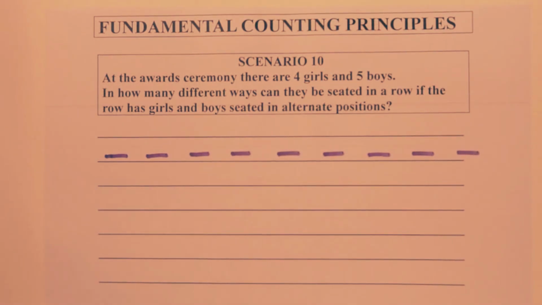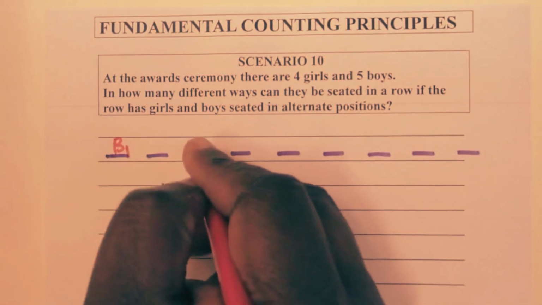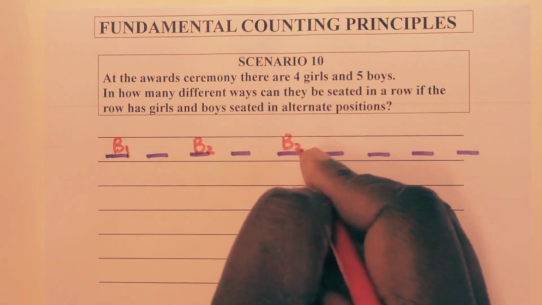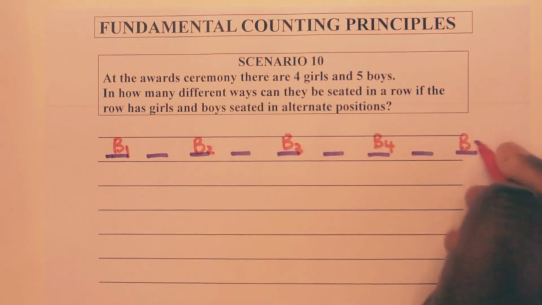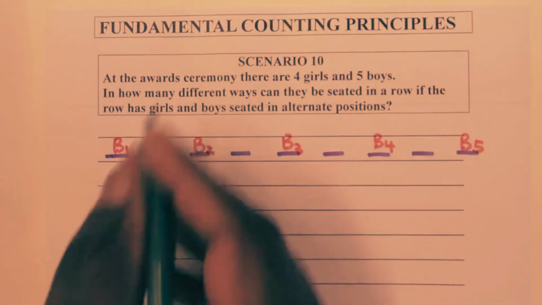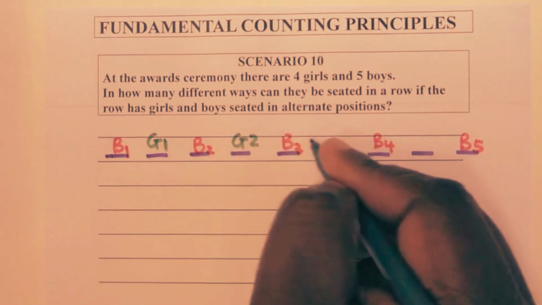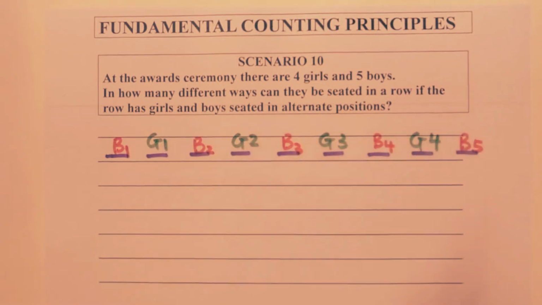I'm going to do arrangements. I'm going to put the first boy, and skip, then I put the last boy. Then if I arrange the girls, it's going to be the first girl, the second girl, the third girl, and the fourth girl.